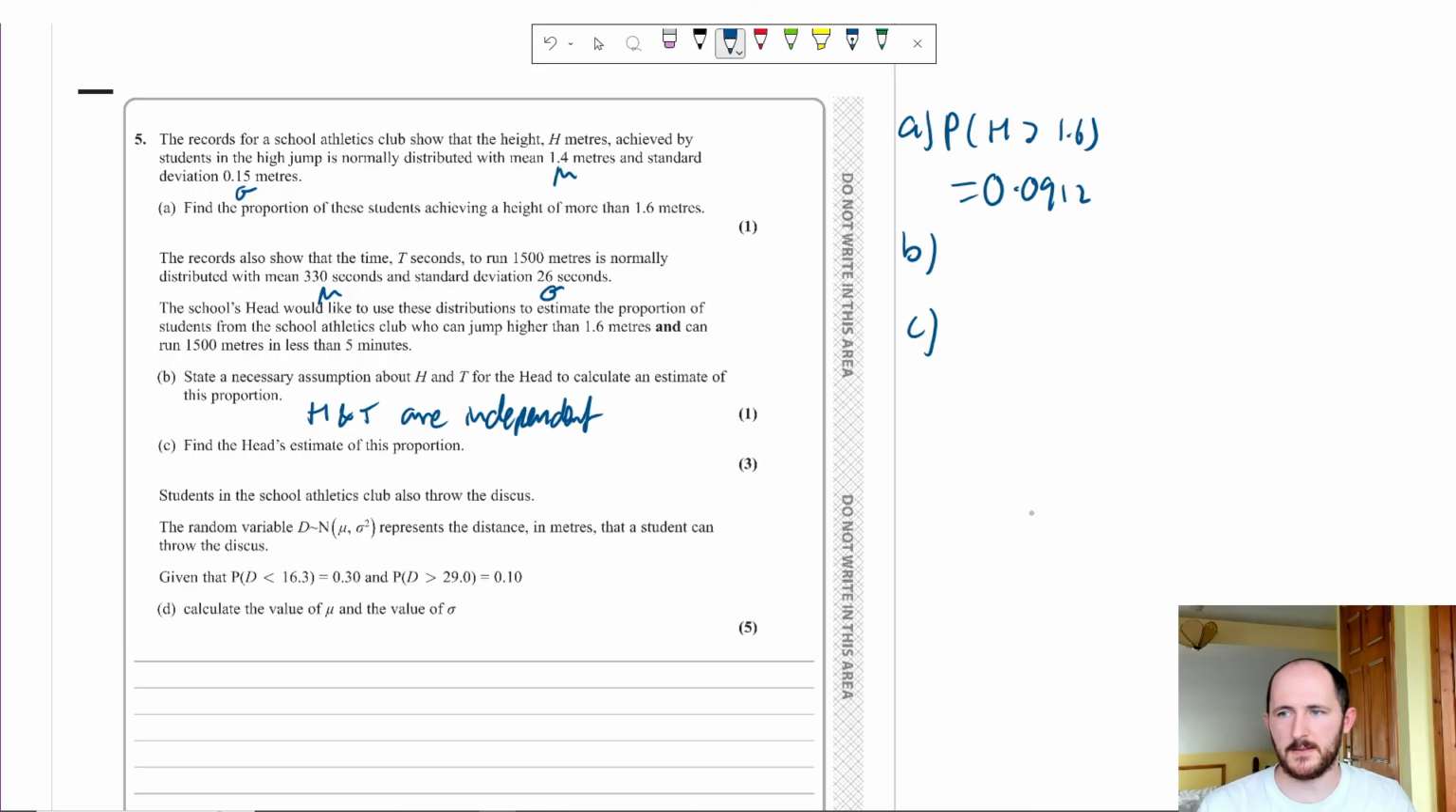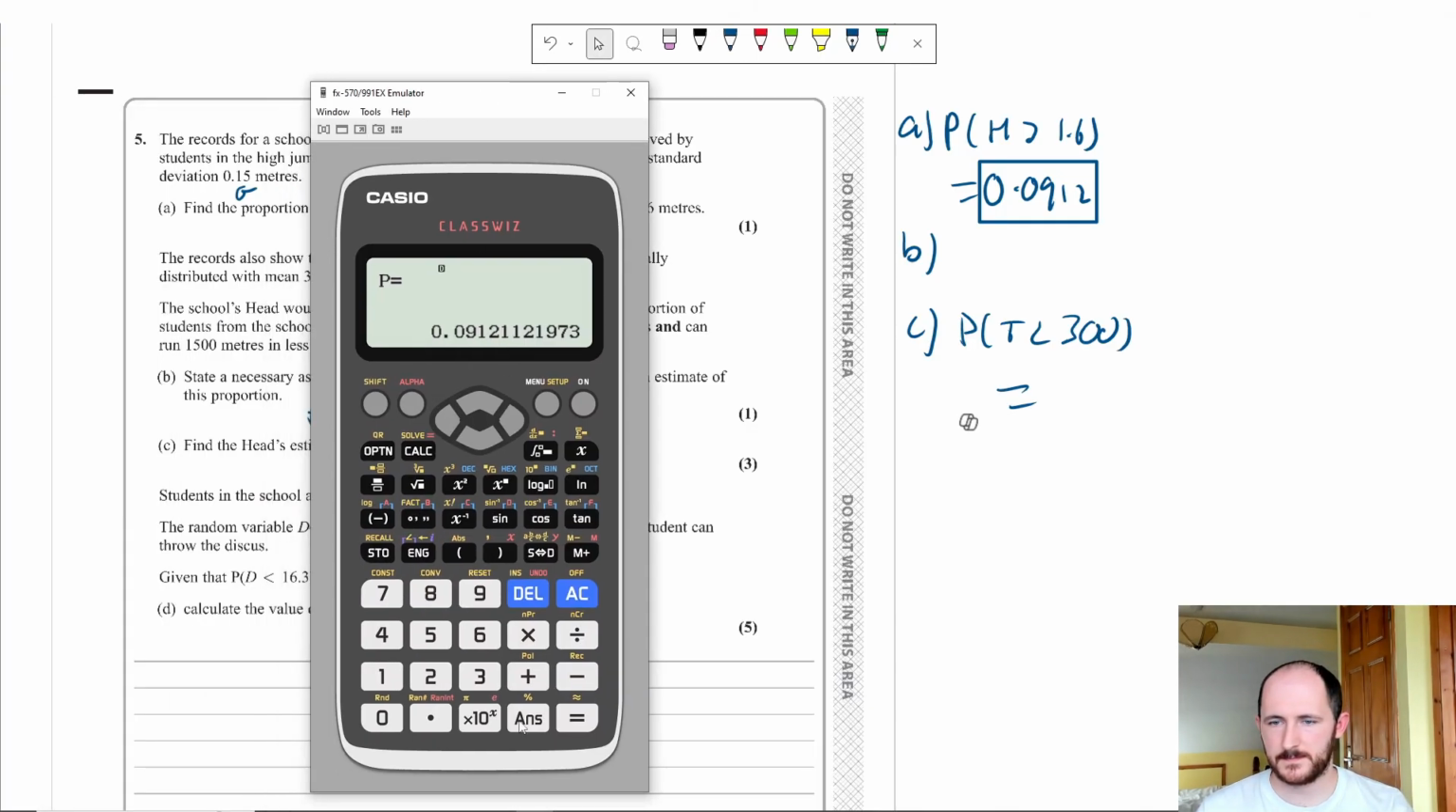So we need to work out, first of all, if you want both of them to be true, if you remember back from your GCSE probability, it means you're going to take the probability of one thing and times it by the other. So we also need to work out the probability that it takes less than 5 minutes for someone to run this quickly. It's in seconds because, again, the mean and standard deviation are in seconds. So we want the probability that t is less than, not 330, 5 minutes would be 5 times 60, 300 seconds. So let's find that out.